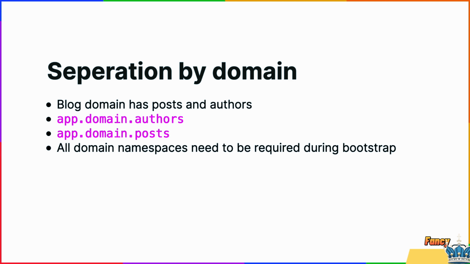Another way is to think of actions in terms of entities of a domain. In the blog application from the last slides, we have 2 domains, posts and authors. We can create a namespace for each entity, like app.domain.authors and app.domain.posts. And all events, subscriptions, and effects related to authors will go to the authors namespace. This presents a challenge. The event or effect or subscription wouldn't be registered unless the namespace is required explicitly.